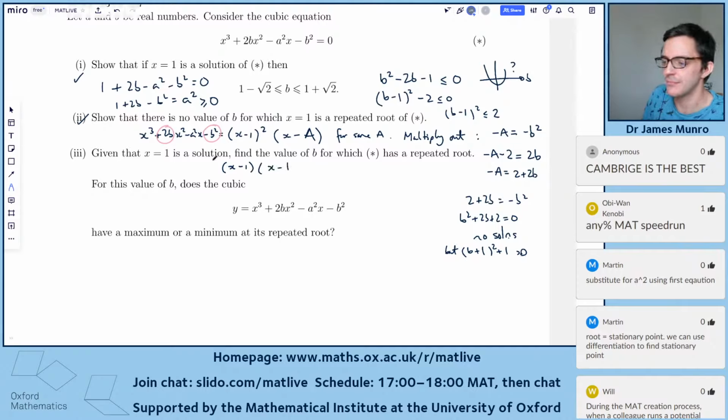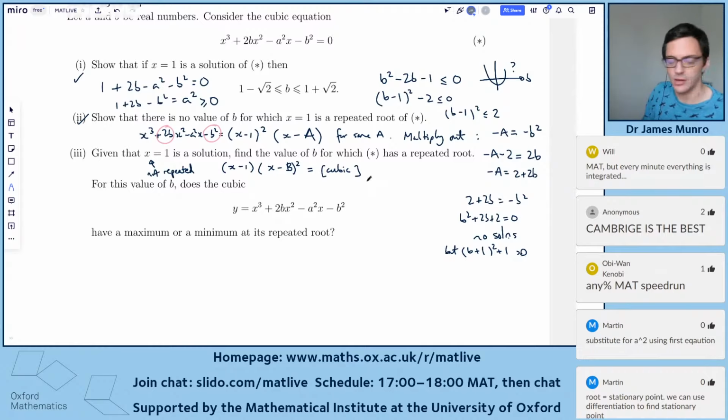Oh, right. Okay. This is quite exciting. This third part. If x equals 1 is a solution, and we want this to have a repeated root, then 1 can't be the repeated root. This is not repeated because we showed in part 2 that x equals 1 is not a repeated root of this equation. There's no value of b that works for that. So it would have to be something like this, where 1 is a solution and there's something else which is the repeated root. That's equal to the cubic at the top, and then we can solve for what that value of b is.